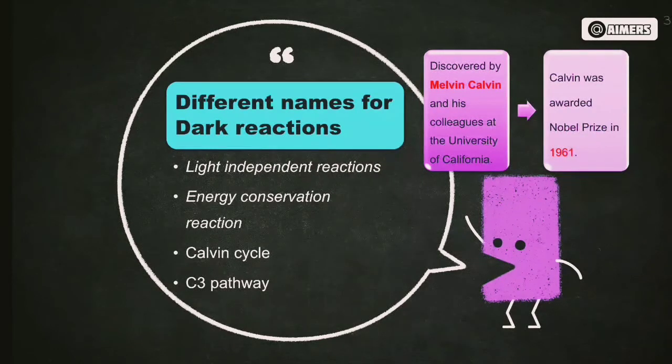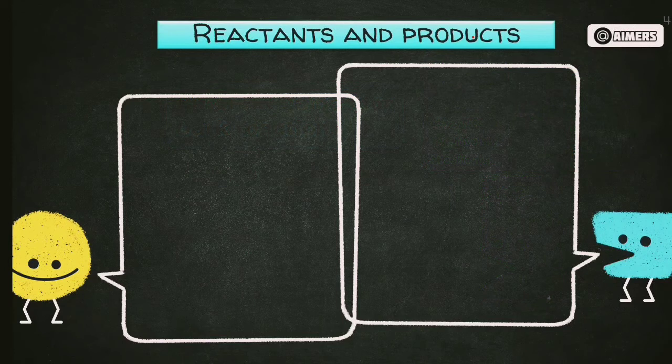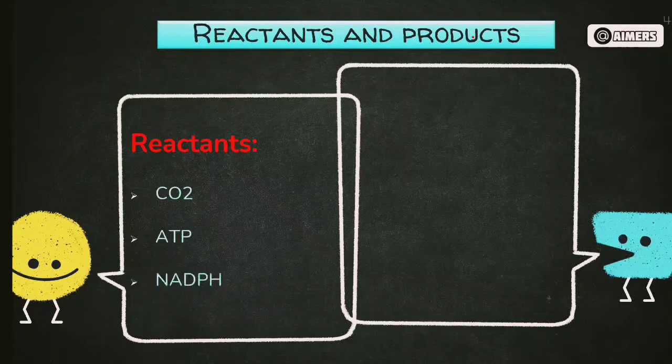Got it? Now, we will look at the reactants and products of dark reactions. What are the reactants? The most important reactant for the dark reaction is carbon dioxide, then ATP and then NADPH. Carbon dioxide is obtained from air and ATP and NADPH are obtained from light reactions. What are the products? The product is a triose. Do remember that the product of dark reactions is not glucose or a hexose. It is always a triose, which is a 3 carbon compound.